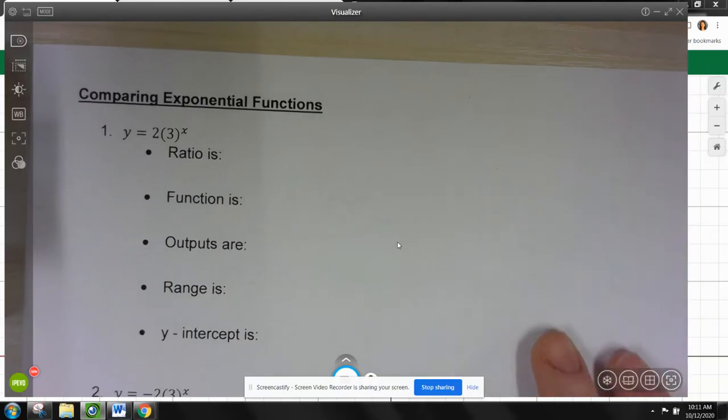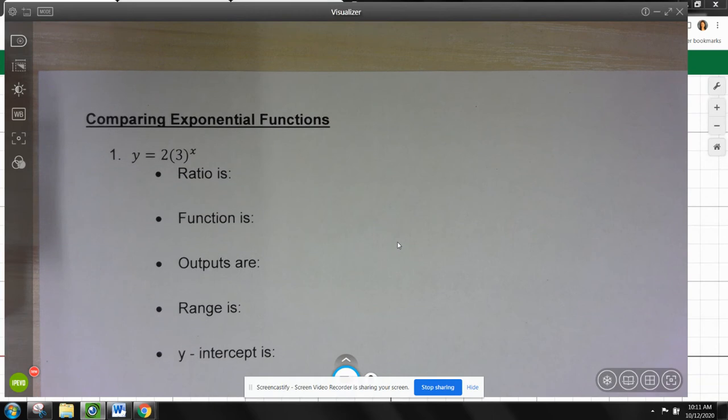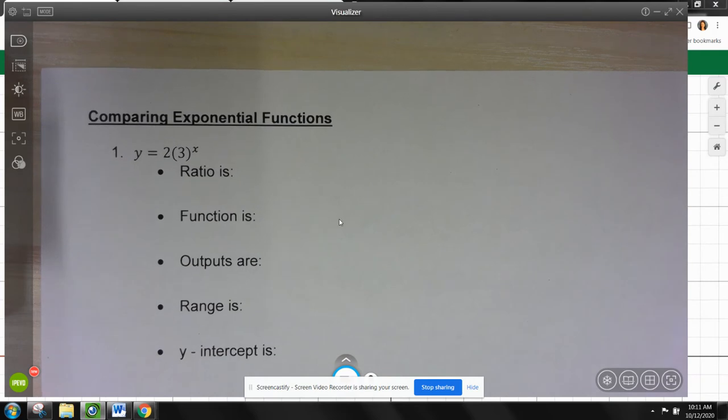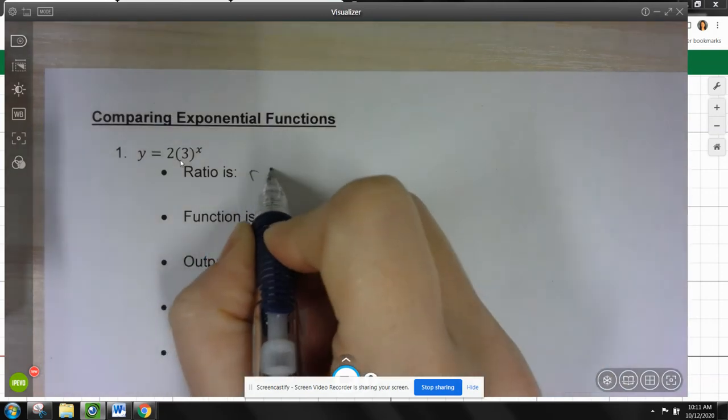Right, so in case you didn't join us for our Google Meet, we're going to go through some exponential functions, look at their key features, and then figure out how we're going to compare these two. So you'll notice here I have my function 2 times 3 to the power of x. My ratio is this 3 value here. That ratio value is greater than 1.